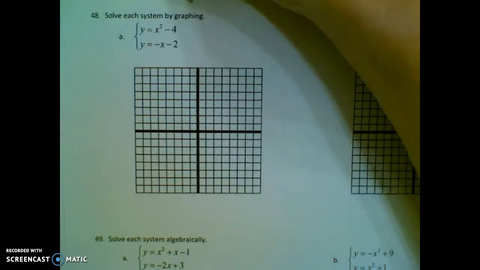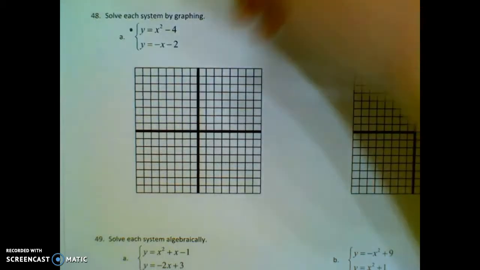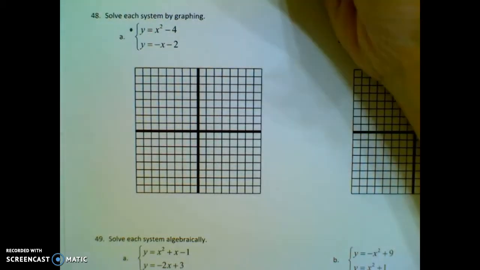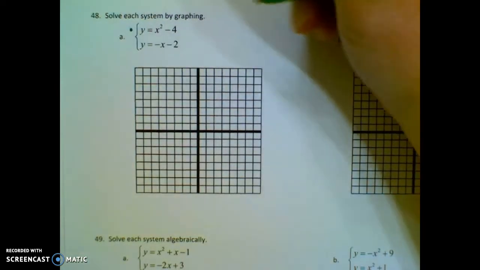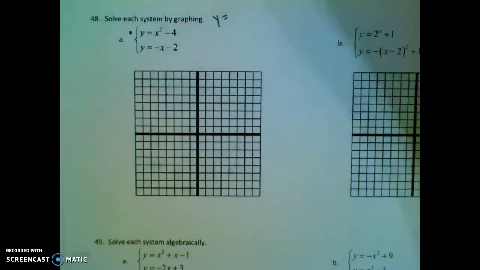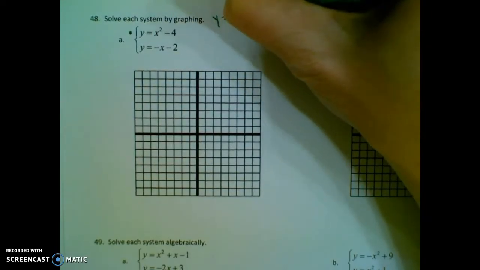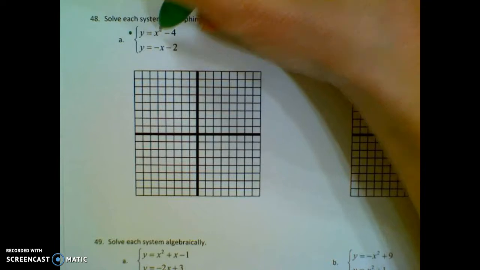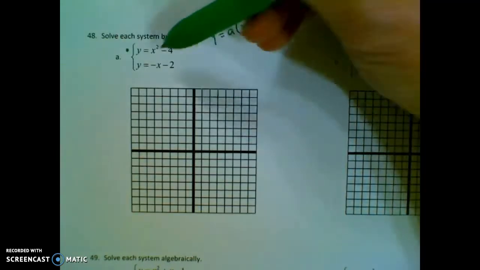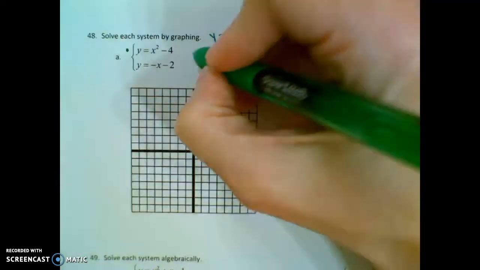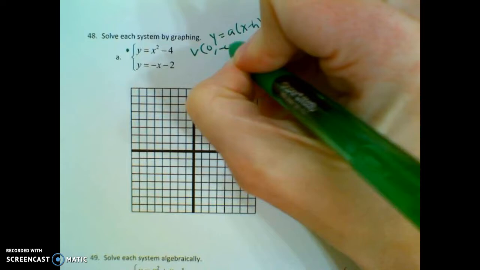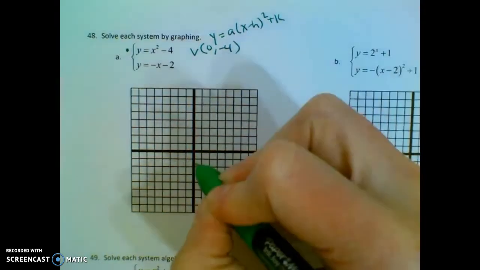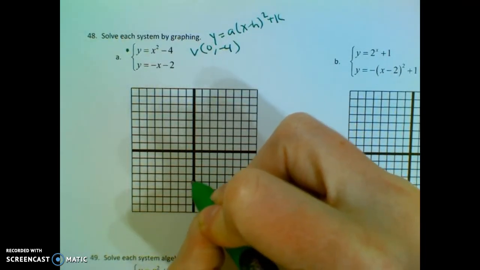To solve each system by graphing, you need to graph each line separately. So I'm going to go ahead and graph y equals x squared minus 4. This is actually already in vertex form. We know that vertex form is a(x minus h) squared plus k. There's nothing stuck on the inside with the x squared and that minus 4 on the outside. So my vertex is going to be 0, negative 4. So I'm going to go put a dot at 0, negative 4.